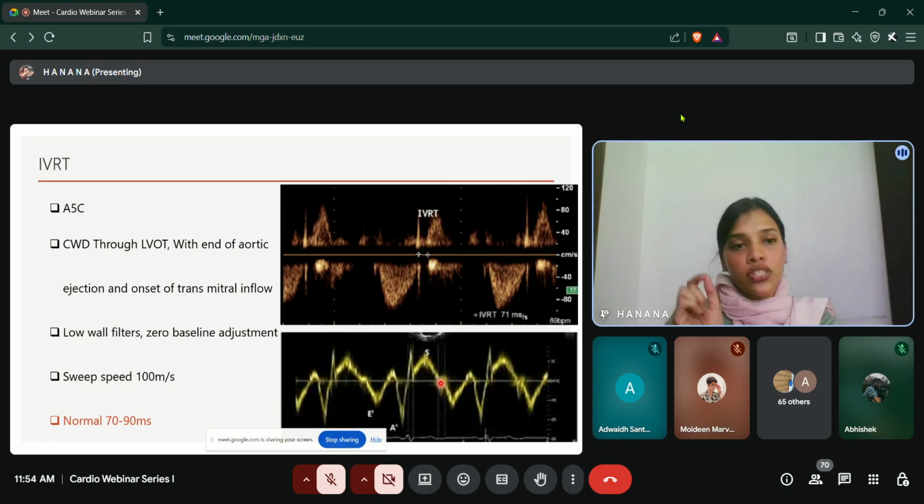So we can measure it by using a time caliper from the machine settings. Please click here and also click here, and you will get a value. Here the machine is showing us 71. If the patient has a value between 70 to 90, it is normal. The patient has 71 as IVRT, so it is a normal value for the patient.